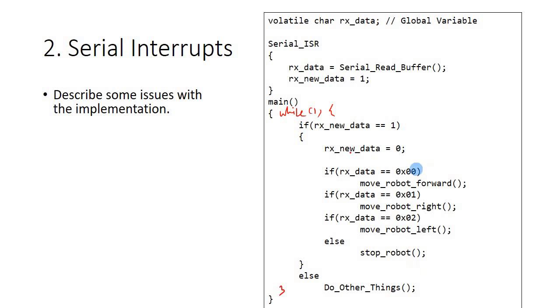As you can see, this ISR will automatically be triggered whenever there is data that has been received by the UART module. Now in the main loop, you are checking for the new data flag. I will set this RX new data to 1 whenever data has been received, and if there is new data that has been received, then I'll process it. If not, I'll do other things.